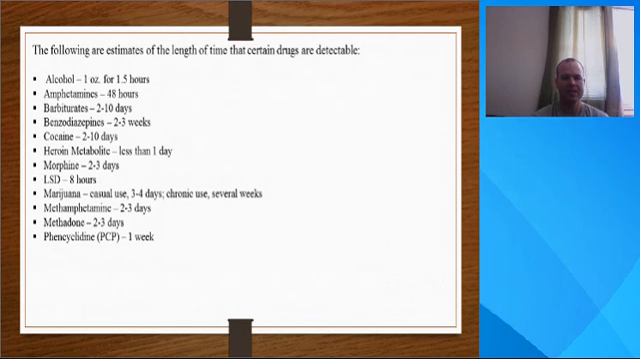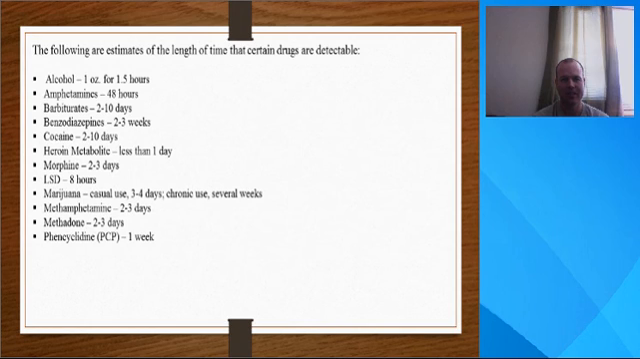So this slide just shows all the drugs and how long they usually stay in your body once you take them. So alcohol, 1 ounce is 1.5 hours. So if you're drinking 15, 20 ounces, I mean that could last. And then you show up to work and it's probably still in your system and you're hungover, smelling like alcohol.